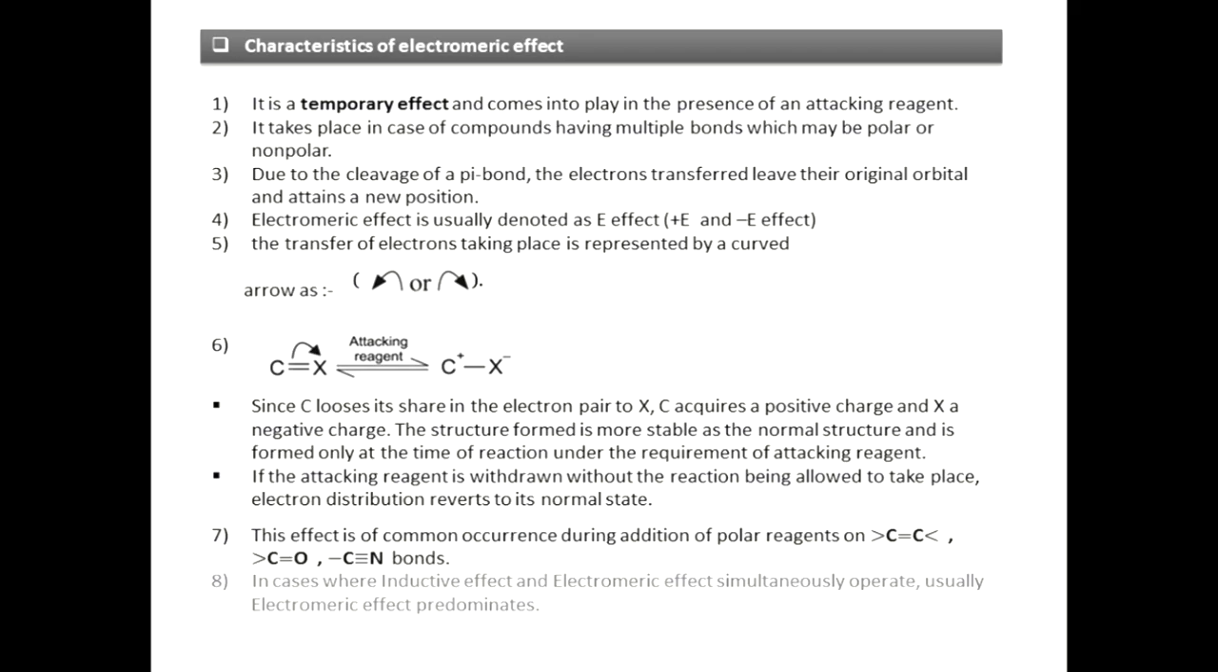So there are some important characteristics of this electromeric effect. This electromeric effect is only a temporary effect, and it will work when the carbonyl group is susceptible to nucleophilic addition reaction. Otherwise, this electromeric effect, or the effect of the other group on the carbonyl group, will not act or work. So this is a temporary effect, and in this the arrow shows from where to where the electrons are moving.